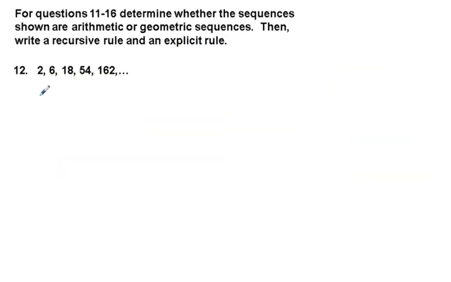Okay, here we are. We see that we're increasing like we were on number 11, but we're not increasing at a constant rate here, are we? Because 6 minus 2 is 4, but 18 minus 6 is 12, so that's not going to work. I'm just going to go straight over to a table here.